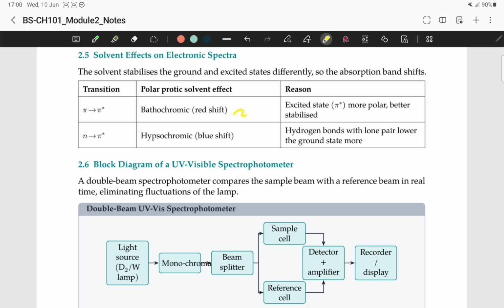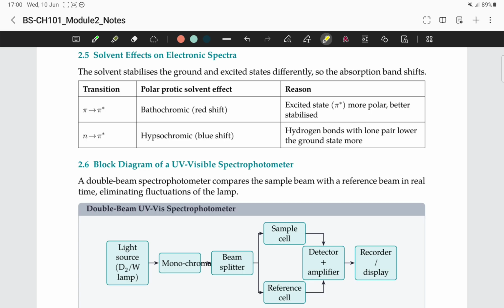So a bathochromic shift is there, and the excited state is pi star, which is more polar and better stabilized. And in a hypsochromic shift, that is your blue shift, which happens in an n to pi star transition, the polar solvent forms stronger hydrogen bonds with the ground state's lone pair. This drops the ground state energy significantly, widening the energy gap and causing a hypsochromic blue shift.